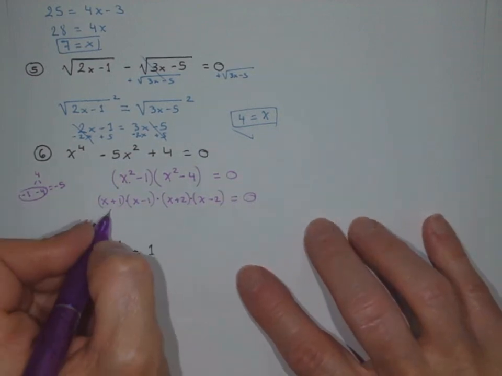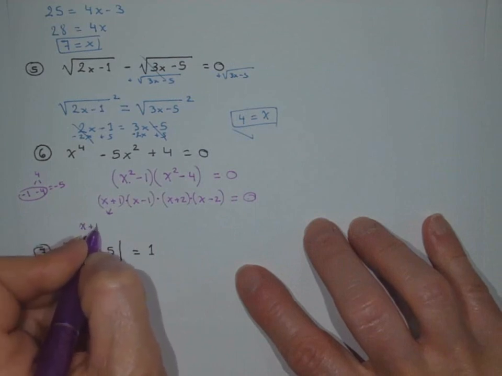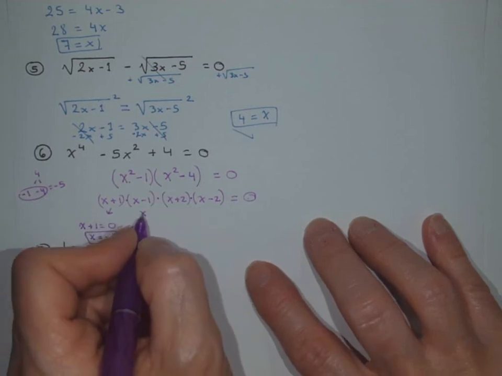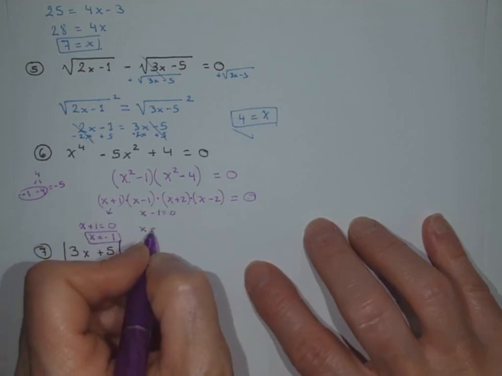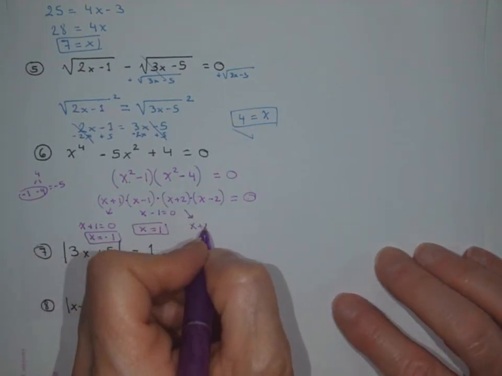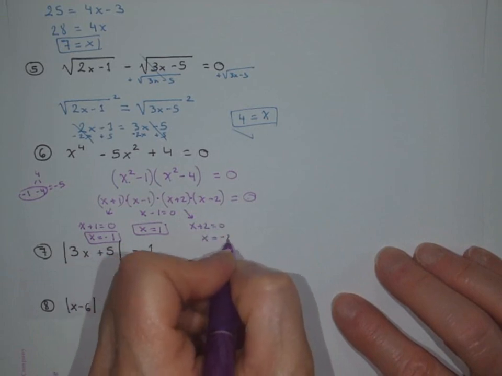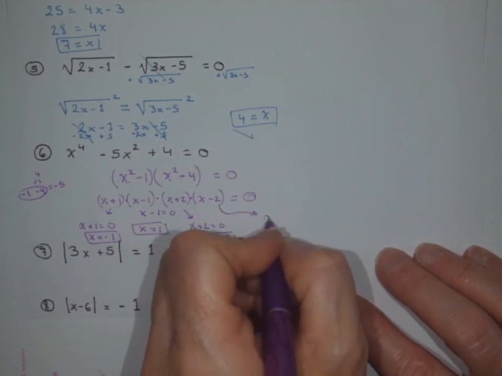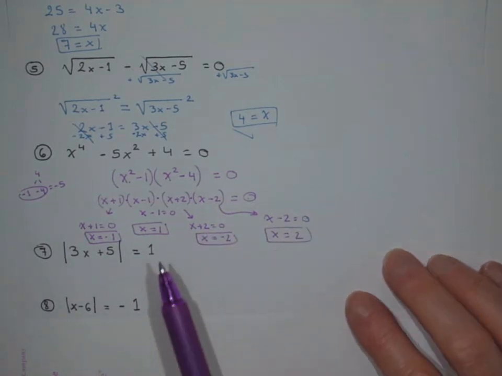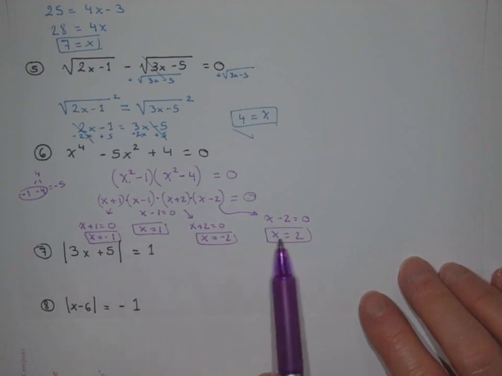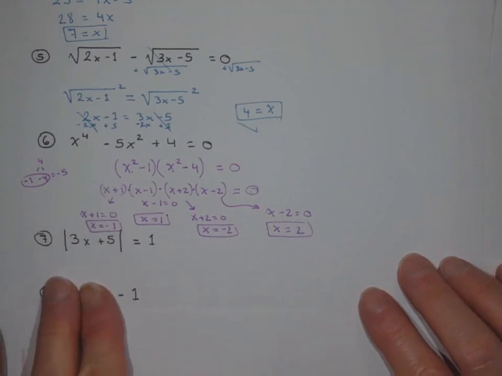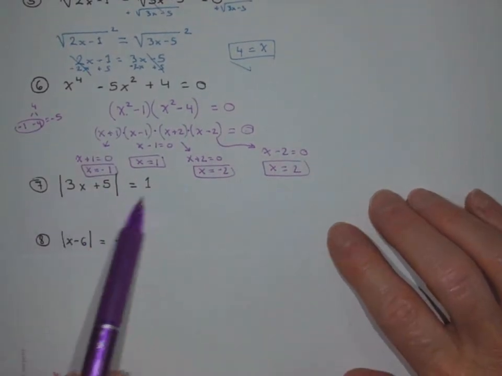So we use the zero product property to say x plus 1 equals 0, therefore x could be a negative 1. X minus 1 equals 0, therefore x could be a positive 1. X plus 2 equals 0, therefore x could be a negative 2. And x minus 2 could be 0, therefore x could be a positive 2. So we have 4 solutions. Negative 1, 1, negative 2, 2. And we expected 4 because we have a quartic, so that tells us how many solutions we are looking for, right? Alright.